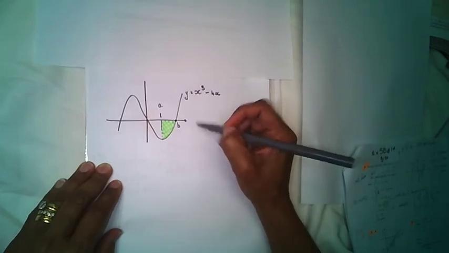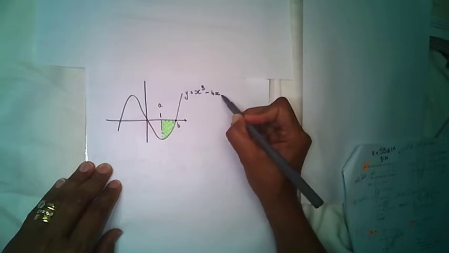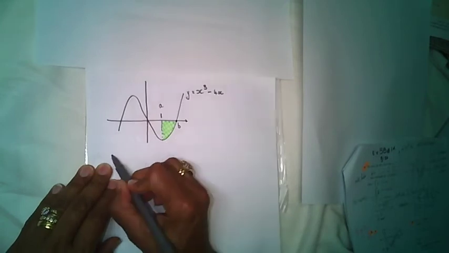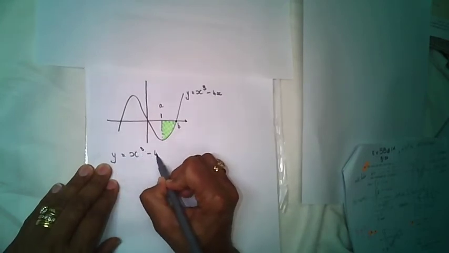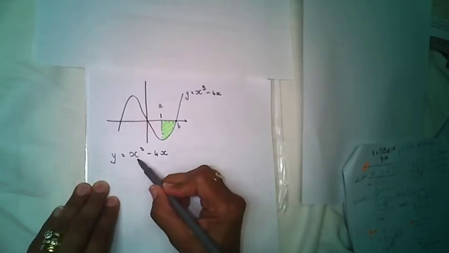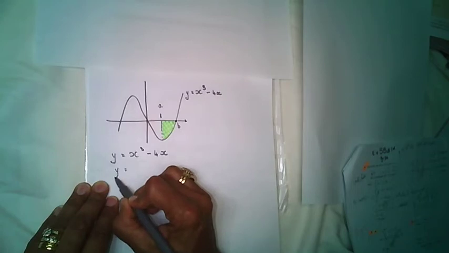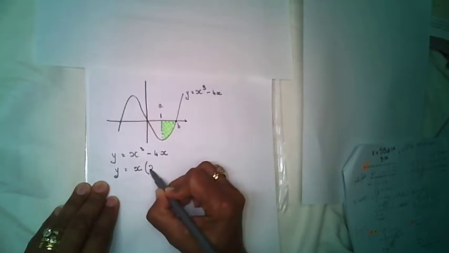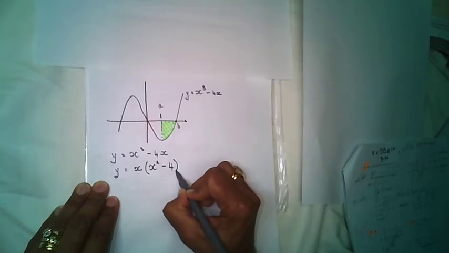So in order to find that, we need to resolve what's the value of our function when y is equal to 0. So one of the things you probably would notice, I'm just going to rewrite it over here where I have more space, is that you've got a common factor. So if we take out that common factor, we've got y is equal to, we take out our x, we end up with x squared minus 4.